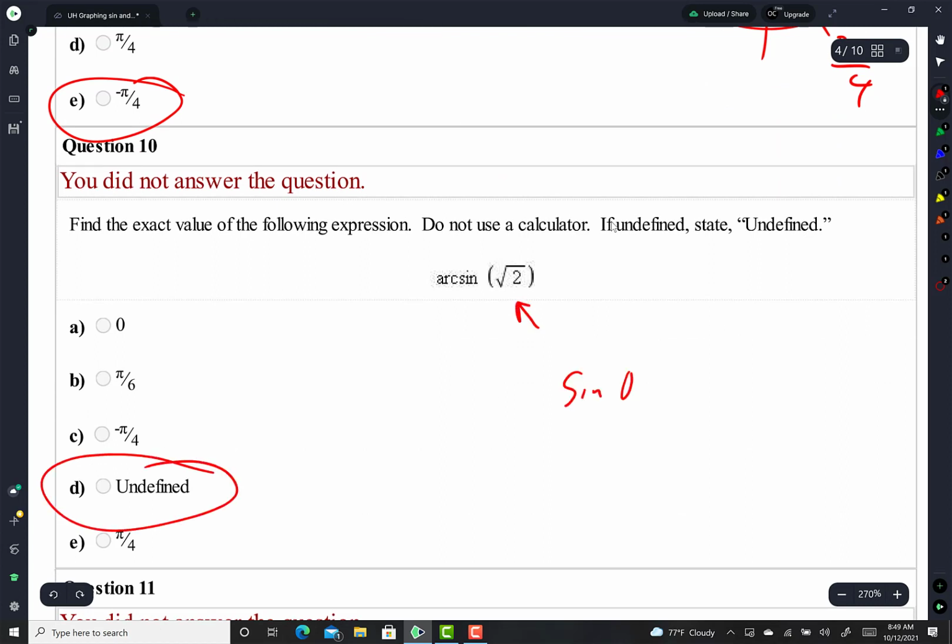Sine is always going to be, as long as you don't have a number in front of that sine, right? It's always going to be between what and what? Between negative 1 and 1. Square root of 2 is a number bigger than 1. So as soon as you see square root of 2, out. Get it out of there. Cool?